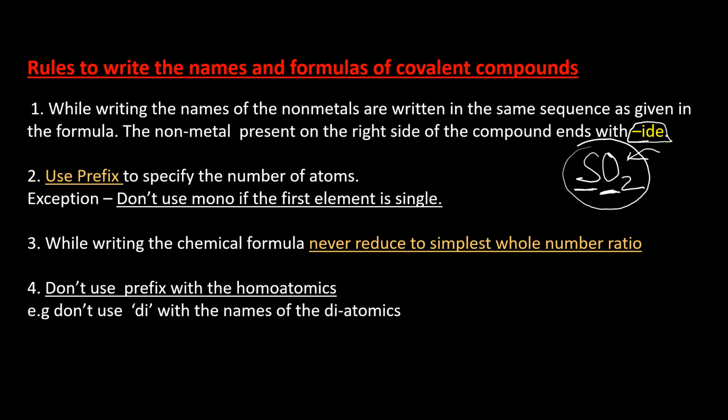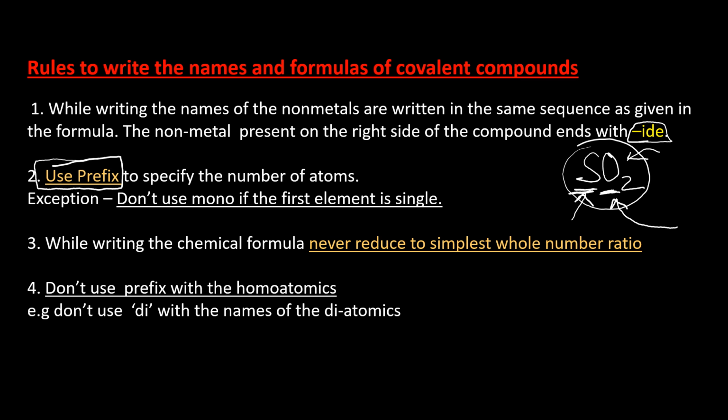The other important rule is we do use prefixes. Because here we are not going to specify the charges or the valencies, but we need to specify how many atoms of each element are present in the given covalent compound. So we'll use prefixes to specify the number of atoms. For example here, sulfur is only one of them, so there is one sulfur and there are two oxygen present. I need to specify how many sulfur are there and how many oxygen are there.